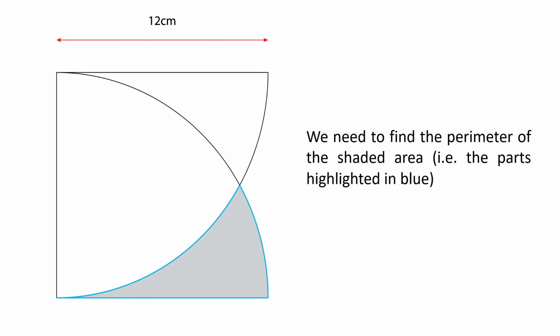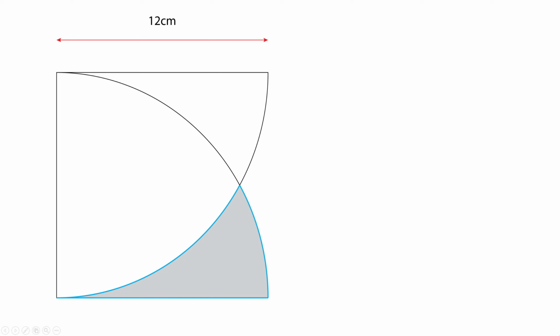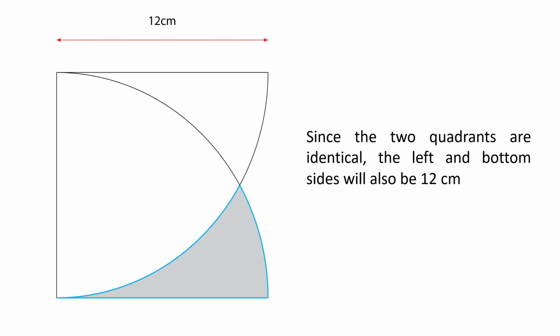We need to find the perimeter of the shaded area, which is the parts that have been highlighted in blue. Since the two quadrants are identical, the left and the bottom sides will also be 12 cm each.